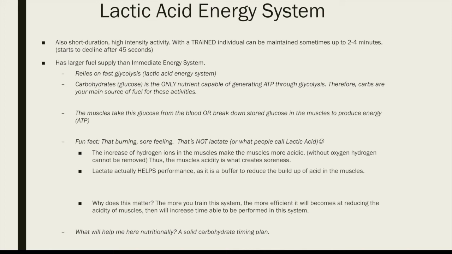So why does this matter? The more you train this system, the more efficient it will become at reducing the acidity of the muscles. And then you'll be able to increase the time you're able to perform in this system. So if you're doing some sort of exercise, like longer sprinting or longer running that's not endurance-wise, and you want to do it for longer, we train this system so the lactate is able to break down the hydrogen ions and we're able to sprint for longer using this lactic acid energy system. So, using a system that doesn't need oxygen to perform. Because once you need oxygen to perform, which is what we're going to talk about next, it's obviously a slower rate of transition, so your muscles are going to slow down because it takes a little longer for the availability.